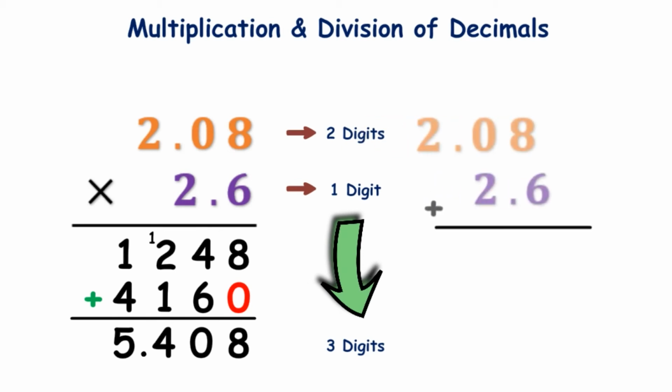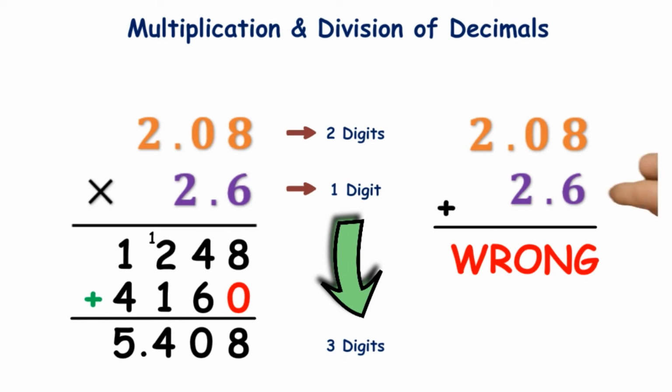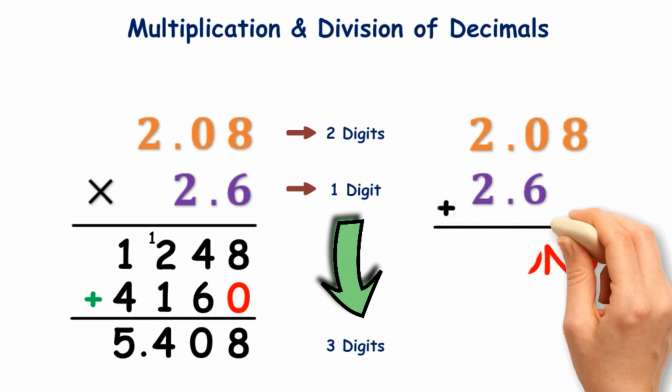Let's say if you are going to add or subtract this example, and if you write as it is, the answer will be wrong. You have to be careful with the decimal point. When you are going to add or subtract, the decimal point should be aligned. Now you can add easily.